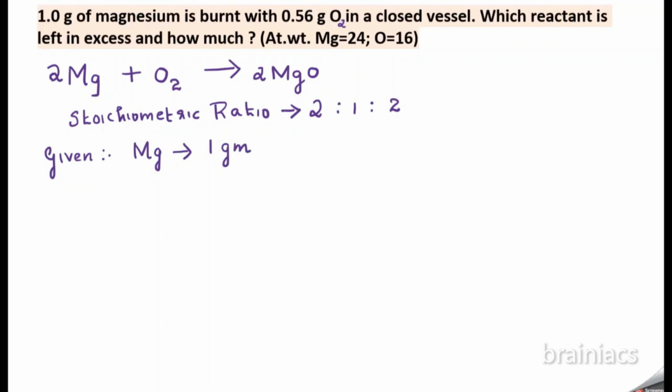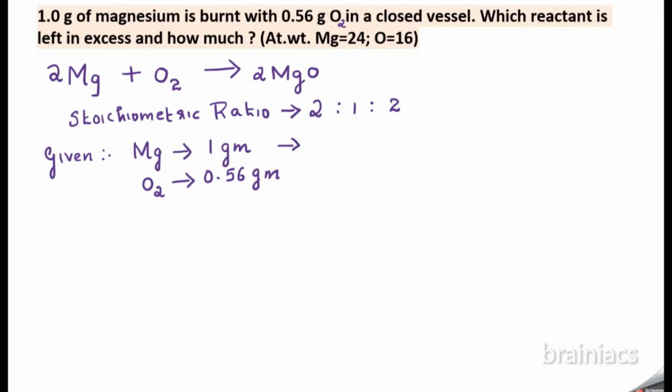Now the other thing is oxygen. The O2 molecule is also given in terms of mass, that is 0.56 gram, correct? Now, whether mass is given or anything, we usually convert this into number of moles. So how can you convert 1 gram to number of moles here? You need to divide the given mass by the atomic mass if it is an atom, and if it is a molecule we say molecular mass.